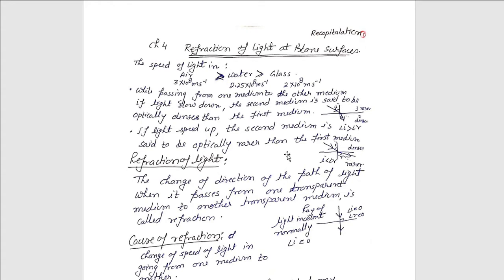So you all know that Monday we have physics test, and the topic for the test is chapter 4, refraction of light at plane surfaces. So just quickly I want to recapitulate. You all know that light travels with different speed in different medium.